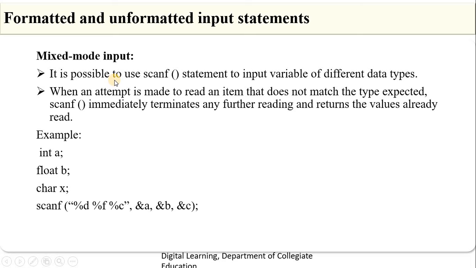Mixed mode input. Scanf can also be used to read mixed mode input, that is, if you are trying to read one integer value, one float value, another character value, we can say format specifiers as this %d, %f, %c in double inverted commas, and then corresponding variables. Since you are using integer here, an integer type of variable is there, float is here, thus a float type of variable is there. Similarly, a character type variable is here. So if a user enters these properly, it will put the integer into a, floating point into b, character into c. If sometimes the user mismatches, or if he enters a float value first instead of an integer here, then scanf will immediately terminate any further reading and return the values already read to the program.